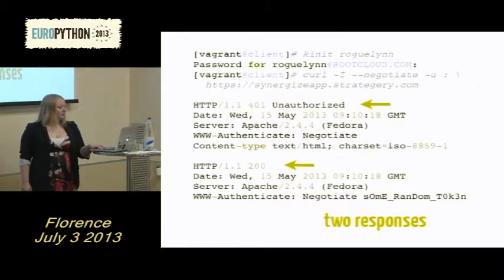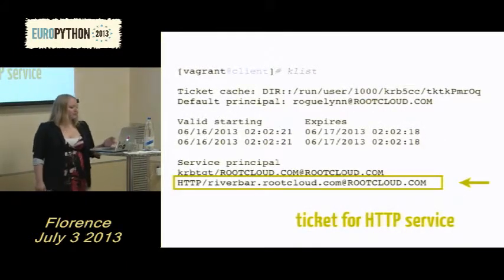And so if we do klist again, we have a second service principal, the fact that we accessed HTTP. And so if you remember, we had to go through the auth server, then the ticket server, and then now we have a ticket for HTTP.